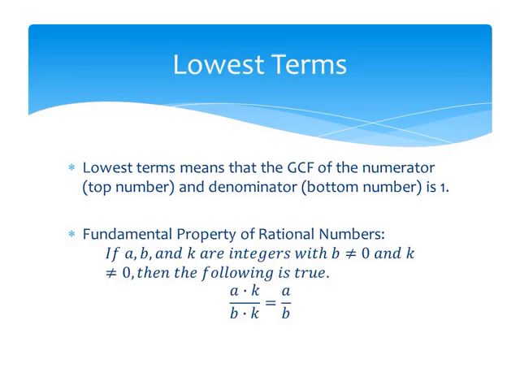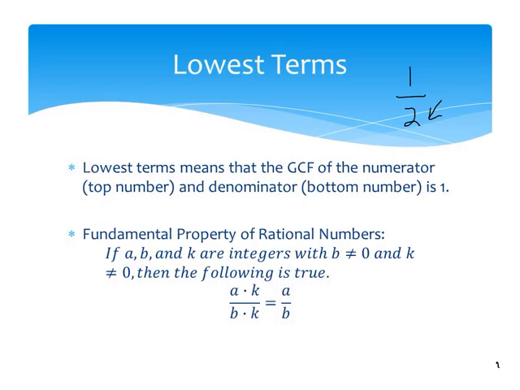So let's talk about lowest terms. Lowest terms means that the greatest common factor of the numerator, which is the top number in a fraction, so in this case here it would be 1, and the denominator, in this case here 2, which is the bottom number, the GCF of those 2 numbers has to be 1.